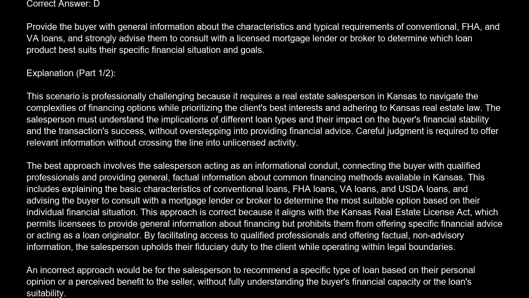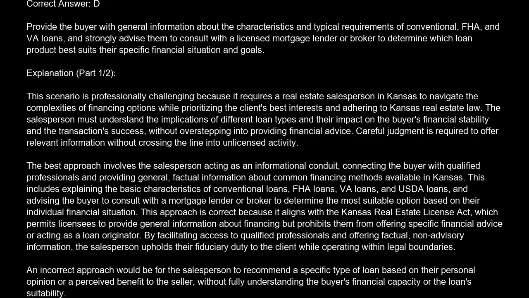The best approach involves the salesperson acting as an informational conduit, connecting the buyer with qualified professionals, and providing general, factual information about common financing methods available in Kansas. This includes explaining the basic characteristics of conventional loans, FHA loans, VA loans, and USDA loans, and advising the buyer to consult with a mortgage lender or broker to determine the most suitable option based on their individual financial situation.